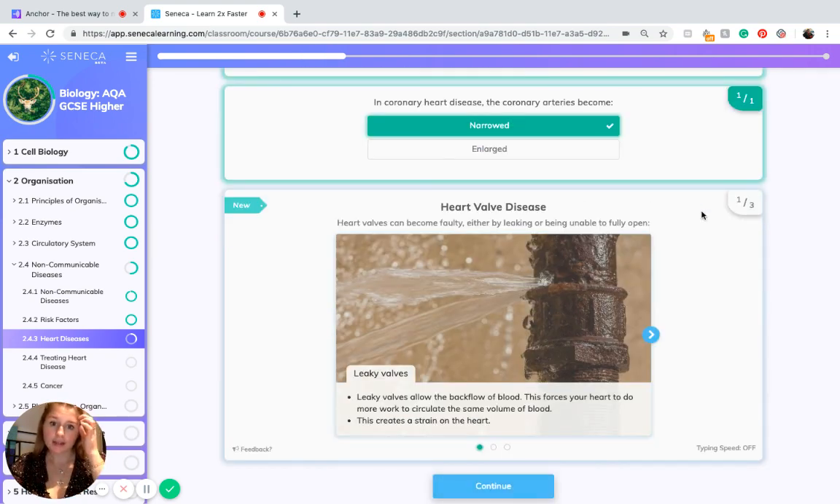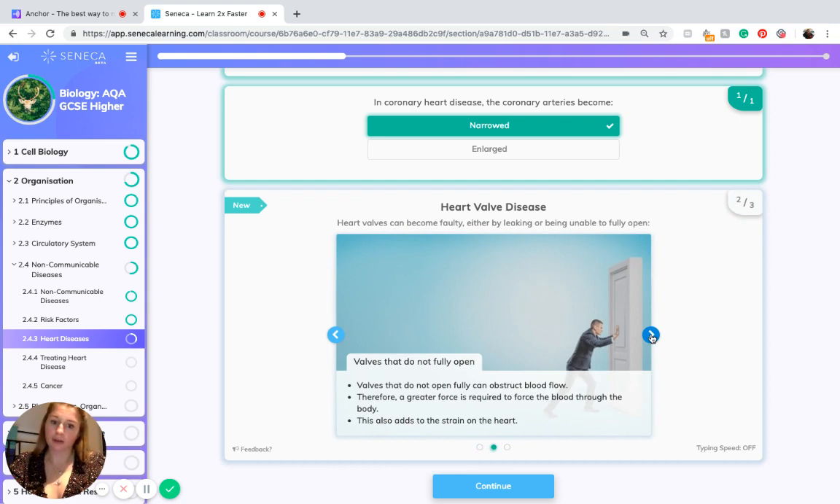Heart valve disease. Heart valves can become faulty, either by leaking or being unable to fully open. Leaky valves will allow the backflow of blood, and this forces your heart to do more work to circulate the same volume of blood. This creates a strain on the heart.